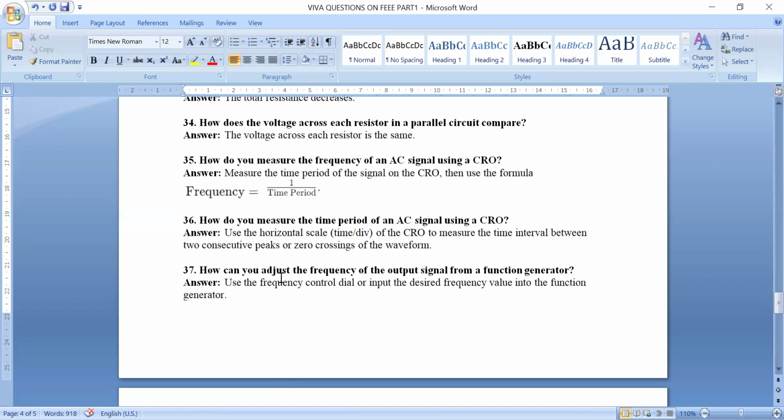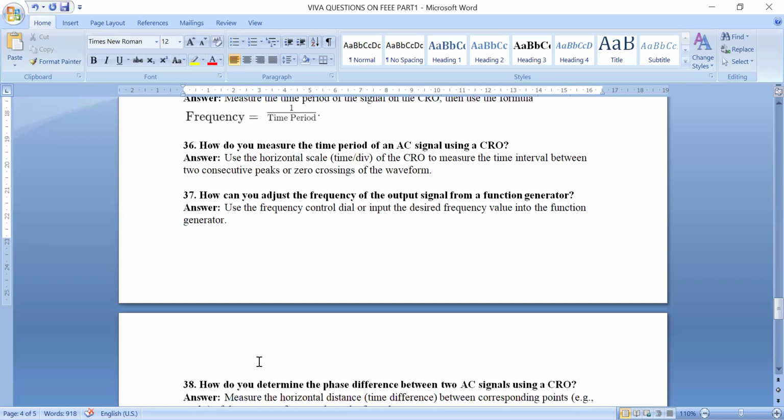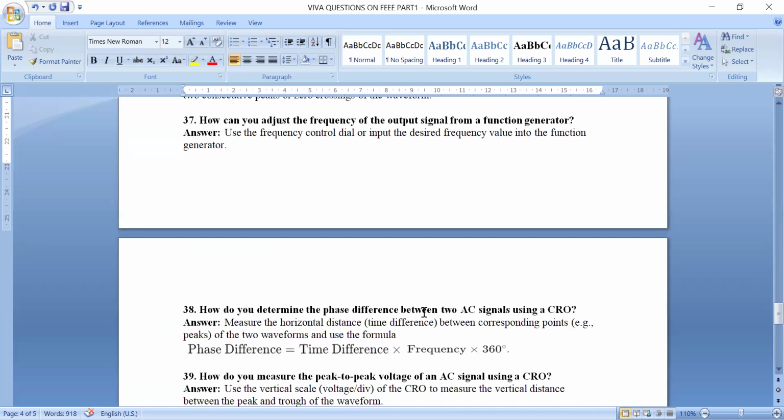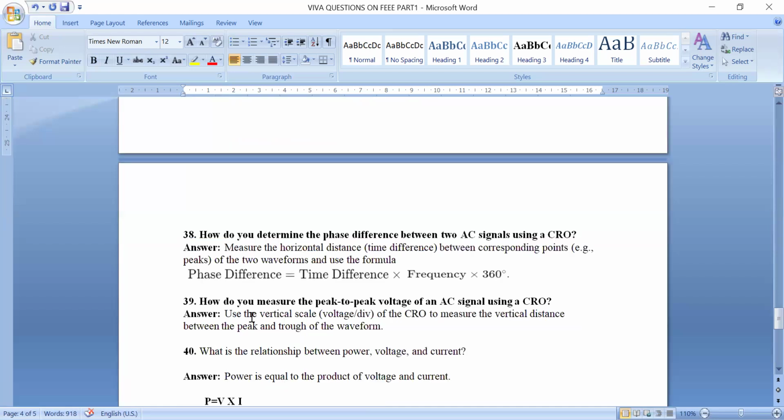How can you adjust the frequency of the output signal from the function generator? Use the frequency control dial. There is a frequency control knob, or you can input the desired frequency value into the function generator. How do you determine the phase difference between two AC signals using a CRO? First, you should calculate the time difference. After that, you should multiply the time difference by the frequency and 360 degrees. If you use this formula, then you can find out the phase difference between the two AC signals on the CRO.